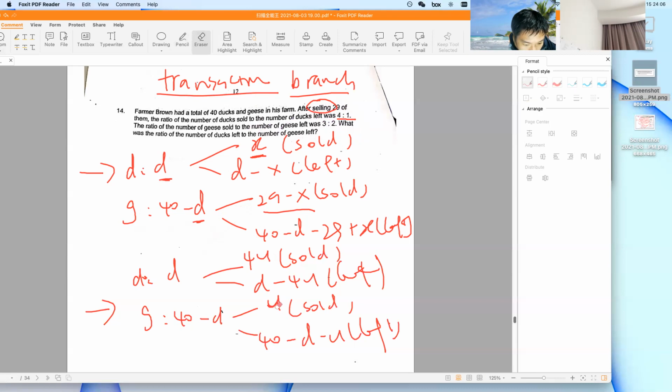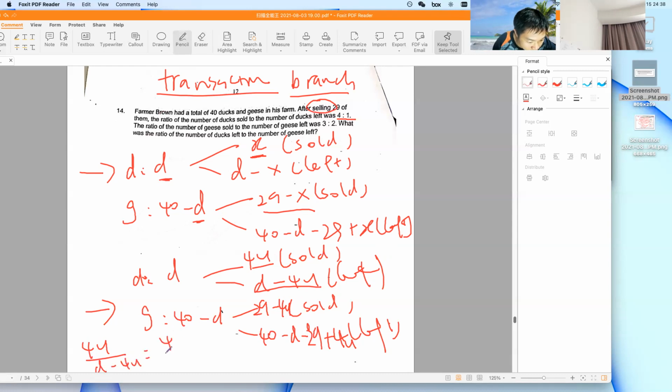So this is not U. This is 29 minus 4U, because they add up to 29, right? So therefore, I still have to change this to 40 minus D minus 29 plus 4U. Okay, so this to this is 4-1, right? So 4U over D minus 4U is 4-1.